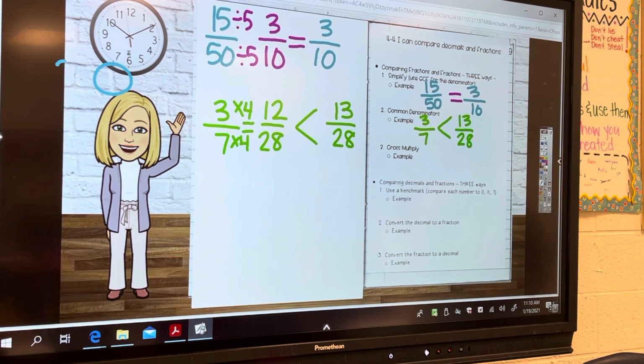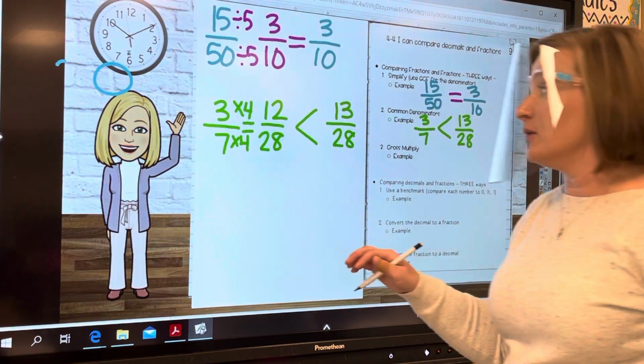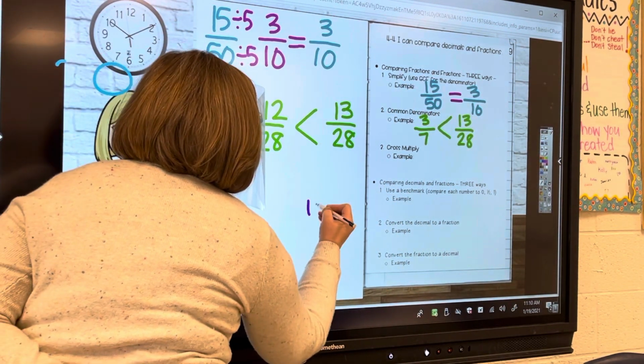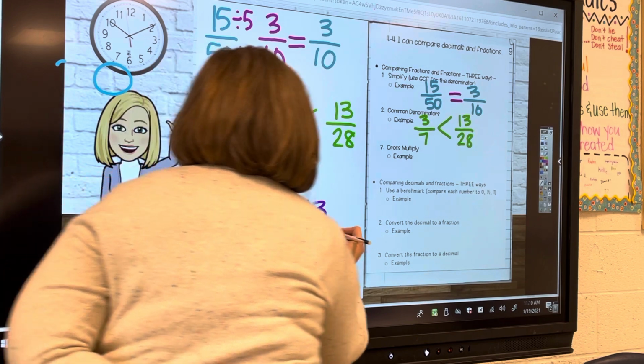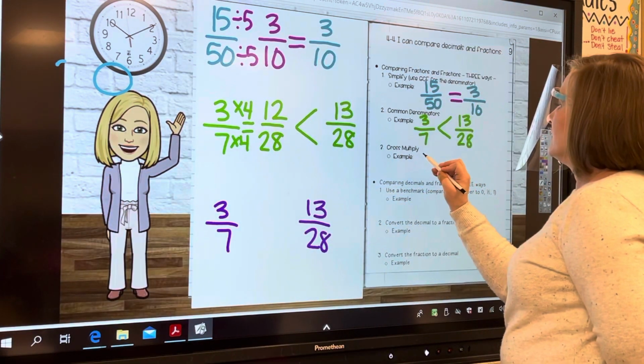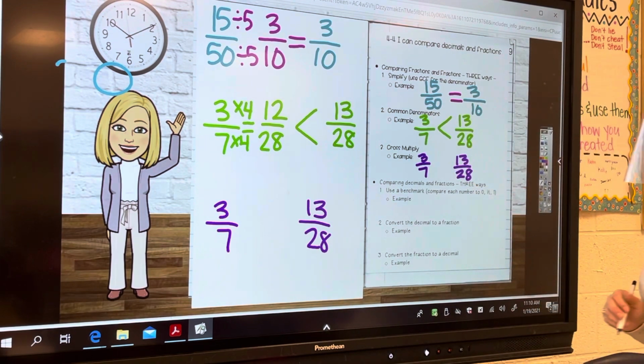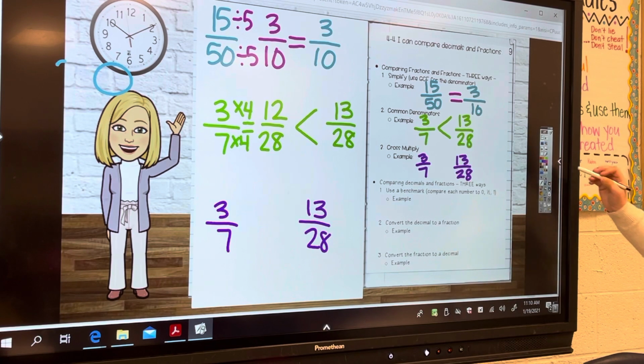Now, my favorite way, okay? Every time I have to compare fractions, I'm just going to tell you, this is my go-to method. It's the way that I usually do it. So, if I have, and I'm going to use the same one, and I'm going to do it over here, 3/7 and 13/28. We can cross multiply, okay?